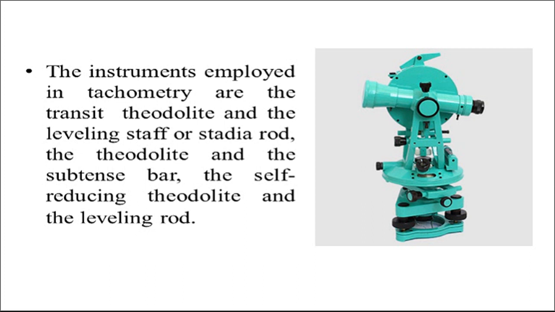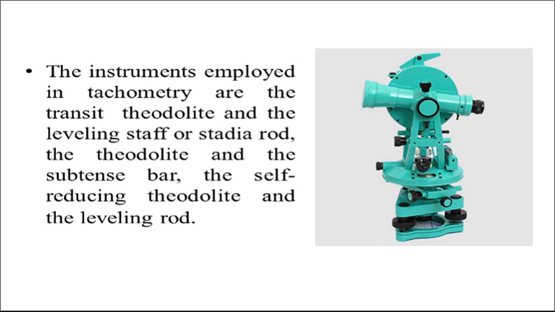The theodolite and the substance bar, also the self-reducing theodolite and the leveling rod, can also be used in tachometric surveying. So, this is the ordinary theodolite, and if it is provided with a stadia diaphragm over here, which consists of three crosshairs, one at the top, one in the middle, and the third at the bottom, then that theodolite can be used as a tachometer.